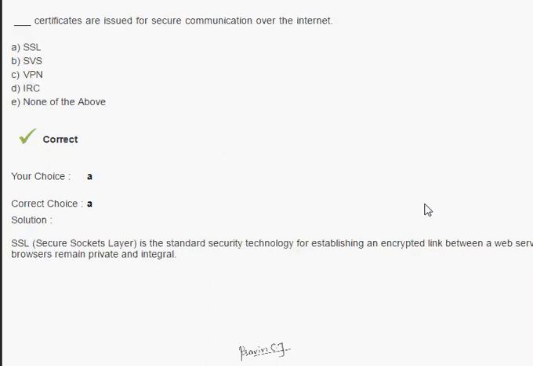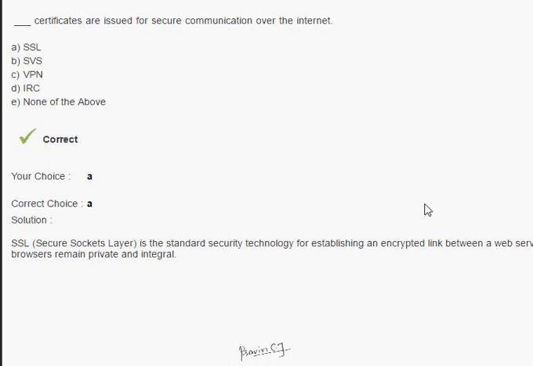The next question is important, regarding SSL certification, SSL certificates that are available on your website. SSL certificates are issued for secure communication over the internet. The answer is SSL. What is SVC, VPN, IRC? Find out and write in the comments. I think VPN is a virtual private network, I know regarding that. IRC I don't know. IRCTC I know. So the answer for this question is SSL.